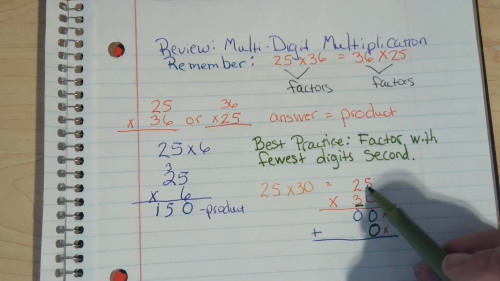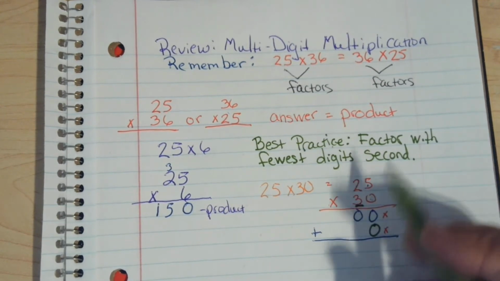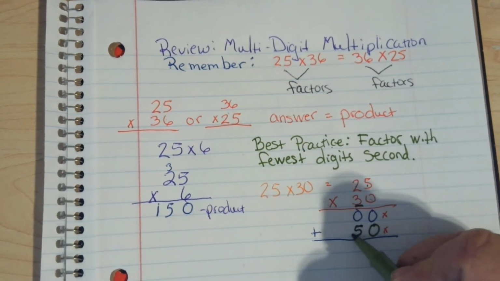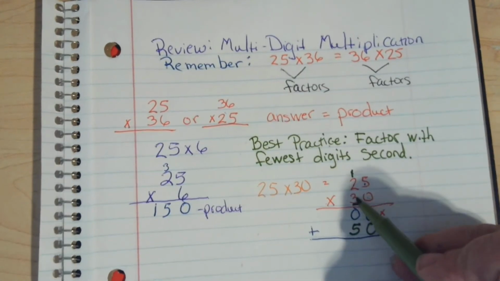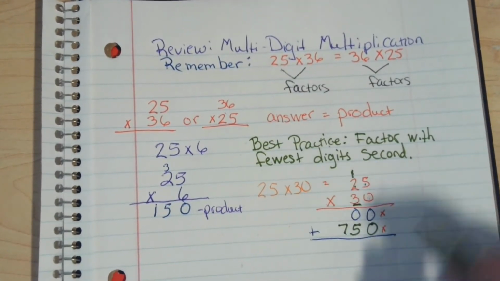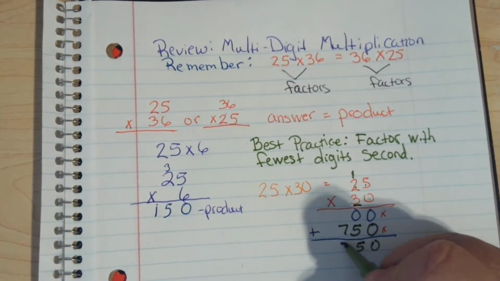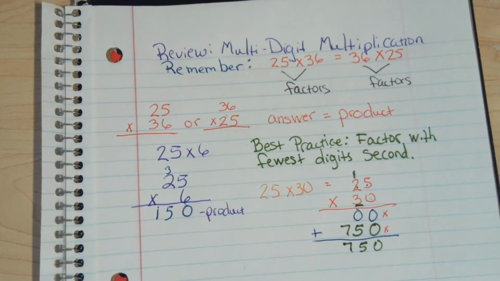I have to multiply this 3 by 5 and then multiply this 3 by 2. 3 multiplied by 5, well, that's easy, 15. Carry the 1. 3 multiplied by 2, 6. Add 1 more is 7. Now add these together for my final product. The product of 25 and 30 is 750.